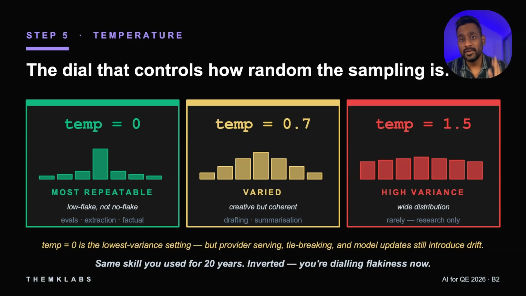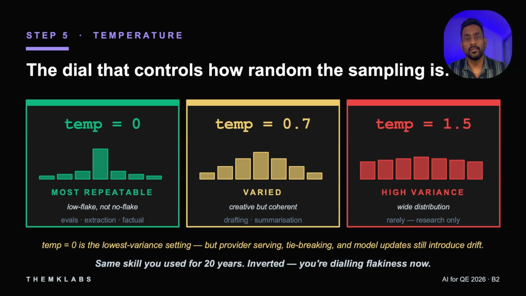At 0, the distribution collapses. The model picks the highest probability token almost every time. So setting temperature to 0 is very important. That's your home for evals, extraction, factual lookups. At 0.7, it widens. Creative but still coherent. Great for drafting and summarization. At 1.5, it flattens right out. Anything goes. And you rarely want this outside research.